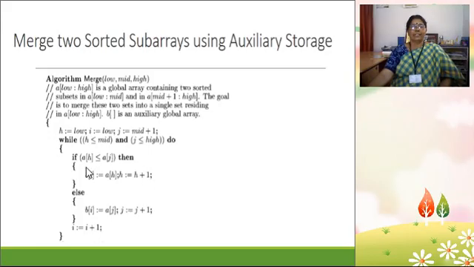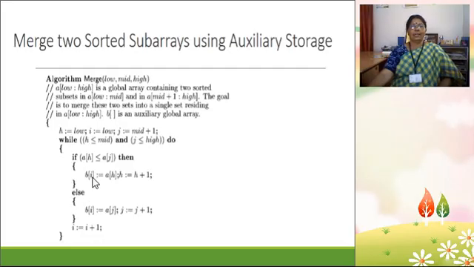So if the first element in the first subarray is less than or equal to the first element in the second subarray, then the smallest element will be copied to a third array. So we use one auxiliary array to store the sorted elements. Here in this algorithm we use array B.